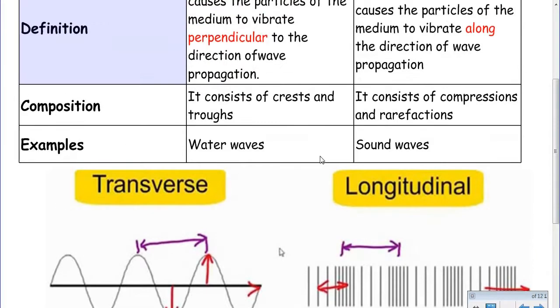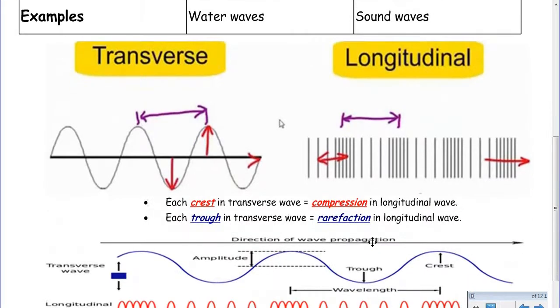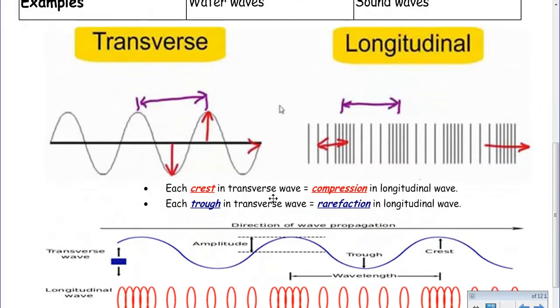Okay, but a longitudinal wave consists of compressions and rarefactions. Compressions means what? As we see in this figure, compression is an area in which the density of medium particles is higher, okay, but rarefaction is an area in which the density of medium particles is low. So each crest in a transverse wave equals a compression in a longitudinal wave. Each trough in a transverse wave equals a rarefaction in a longitudinal wave.